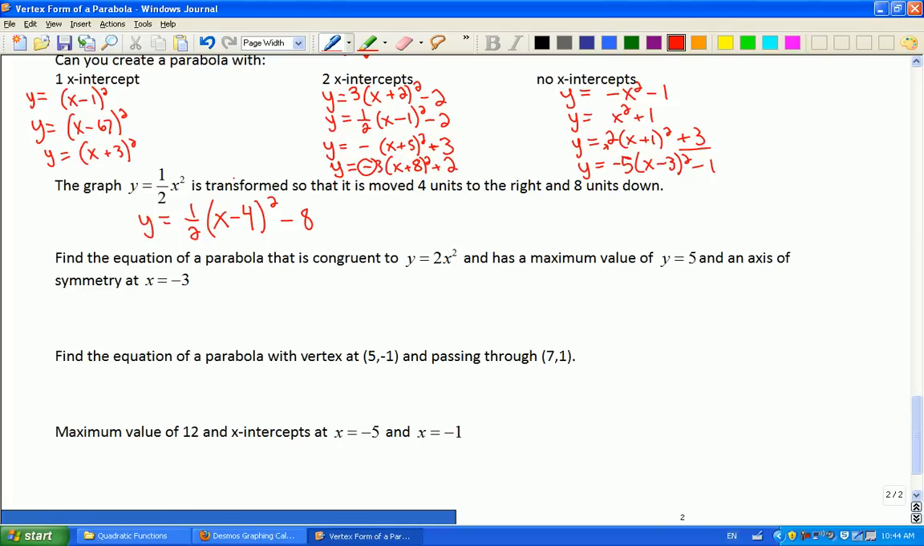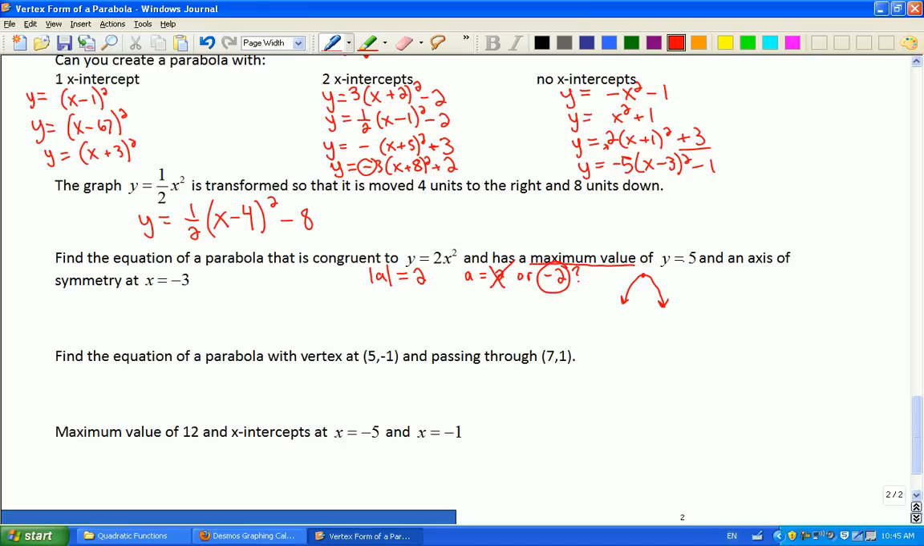So this one, it tells me it's congruent to 2, so I know that the absolute value of a is equal to 2. But remember, that means a is 2 or negative 2. We don't know yet. It gives me some new information. It says I have a maximum value. So what do you know about parabolas with a maximum value? Well, if you have a maximum, it's going to have to be like this, which means the parabola points down. So it could not be 2, it has to be negative 2 in order to have a maximum value.